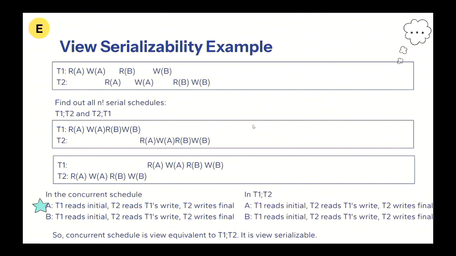And in the serial schedule here, in this first example, for A, T1 is doing the initial read, T2 is doing the final write, and T2 is reading the write result of T1. For B, T1 is doing the initial read, T2 is doing the final write, and T2 is reading from T1 as well. So essentially they are the same. So the concurrent schedule is view equivalent to this serial schedule here. That's why this concurrent schedule is view serializable, and it is safe.